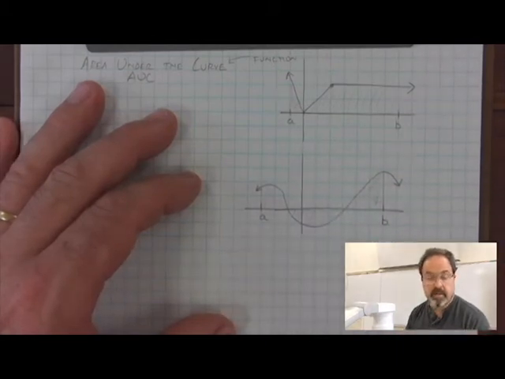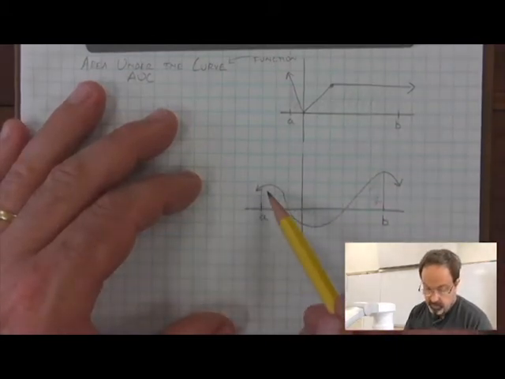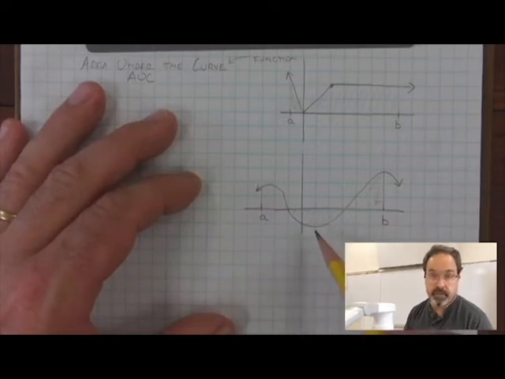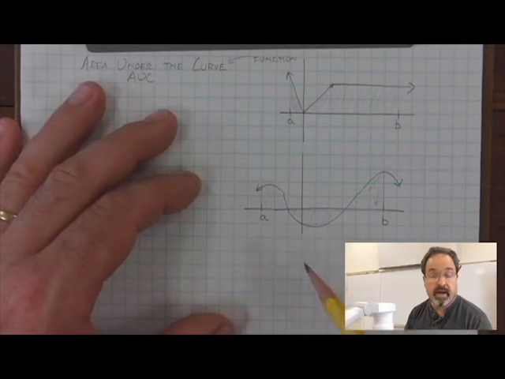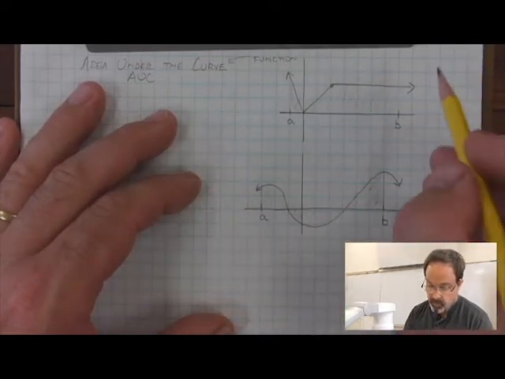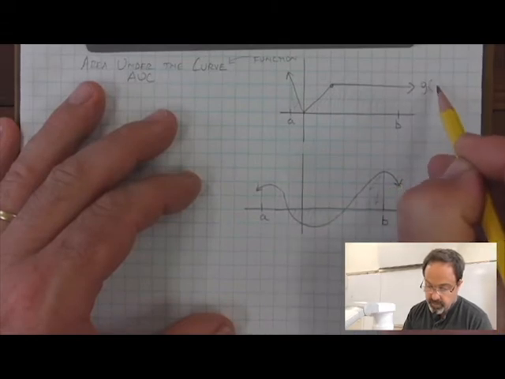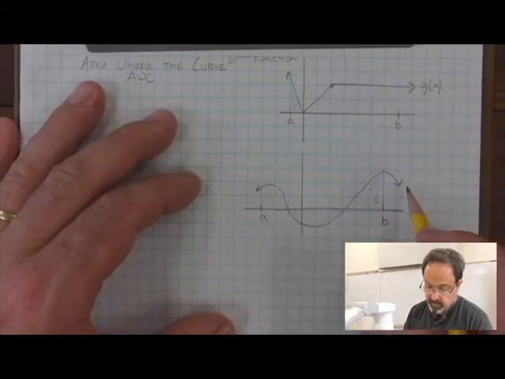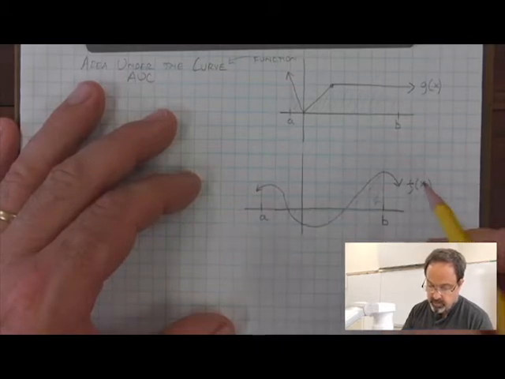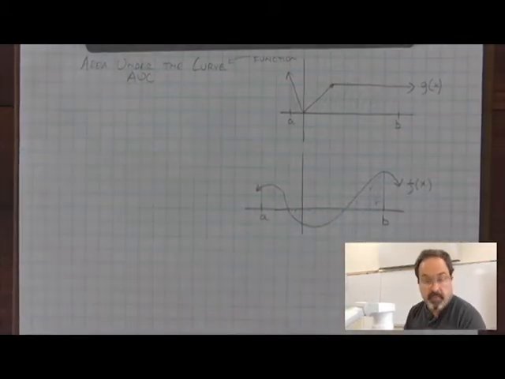And notice in this second example that we go below the x-axis, which creates a region that is under the x-axis and would be counted as a negative amount. I'm going to give names to these two functions. Piecewise function we're going to call G, and this curving function we're going to call F.